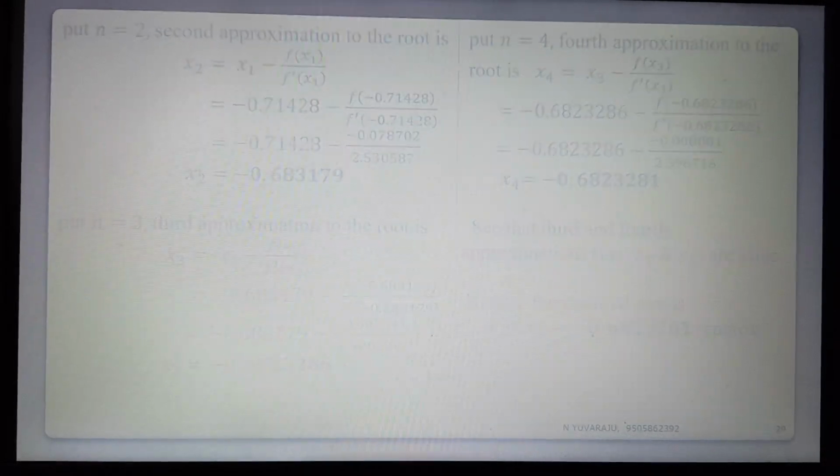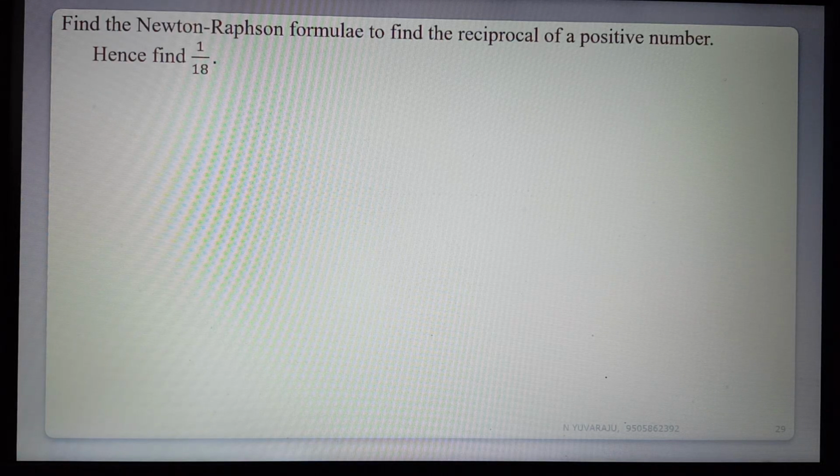So see the next example. Find the Newton-Raphson formula to find the reciprocal of a positive number, and hence find 1 by 18. Reciprocal of a positive number means 1 by n. For example, if x is any positive number, then we find 1 by x. So how do we find the Newton-Raphson formula? This is an important question.